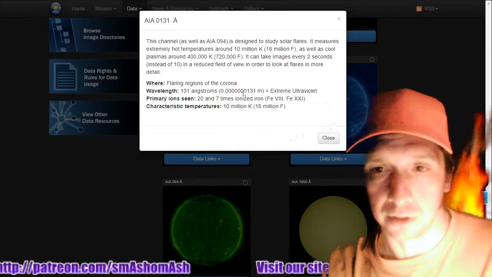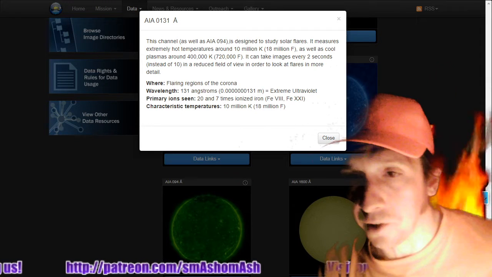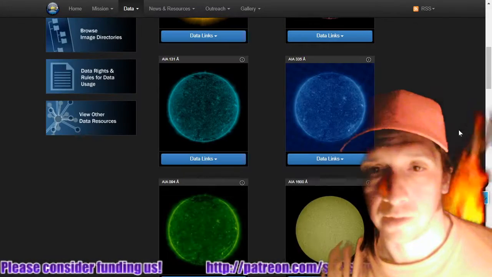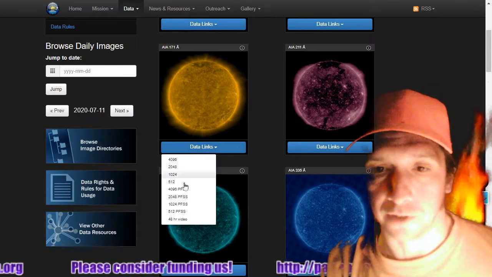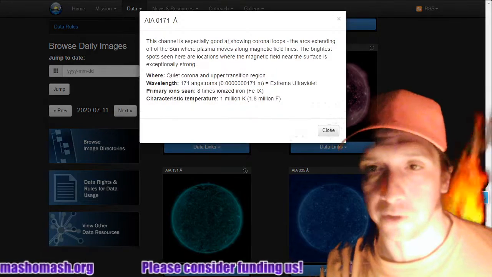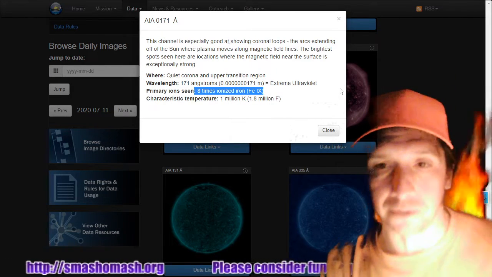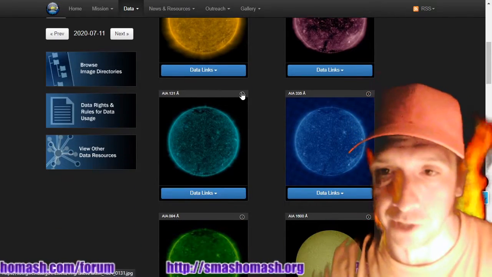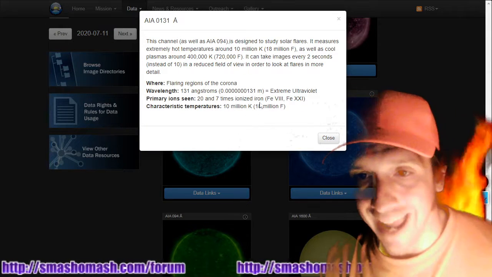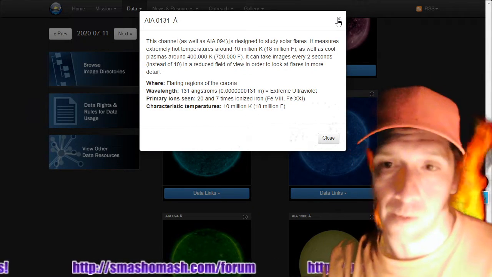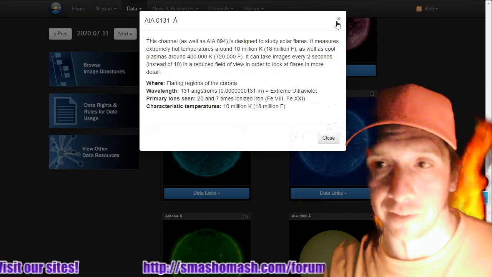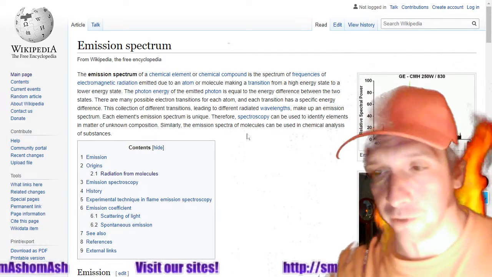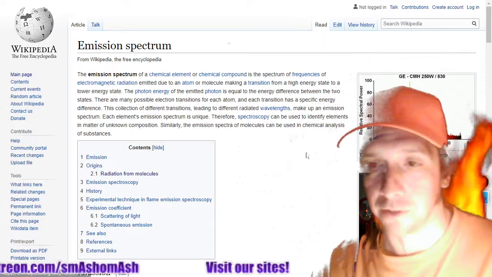This one is iron 7 and iron 20. And 171 angstroms is 8 times ionized iron, so iron 9. I just read those Roman numerals wrong, I apologize. It's iron 8 and iron 21, otherwise known as 20 and 7 times ionized iron. And we won't get too into the chemistry of that, but that's what we're looking at when we look at those different wavelengths. Those are emission spectra seen on the surface of the sun.